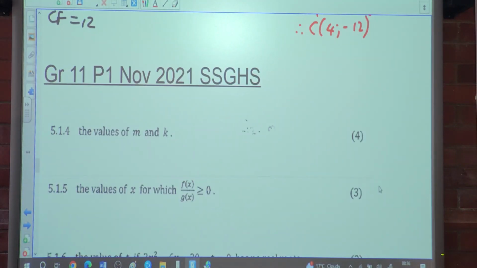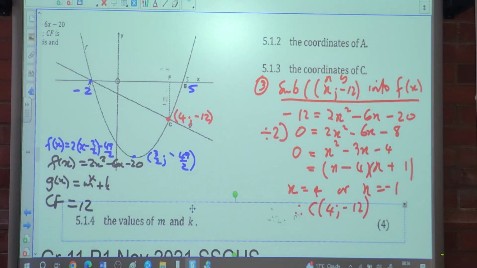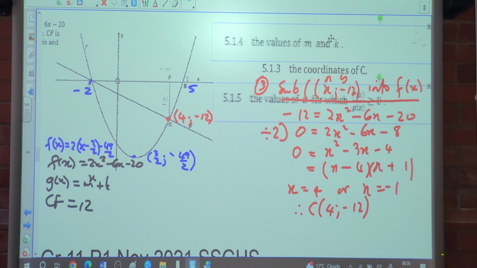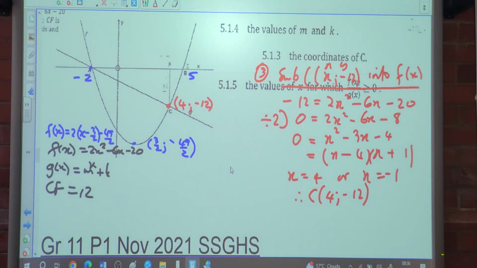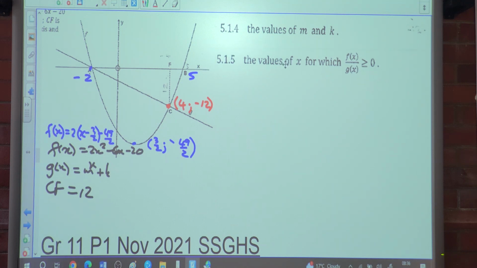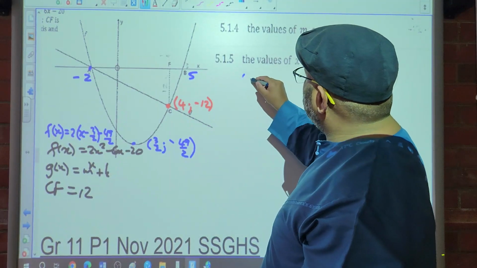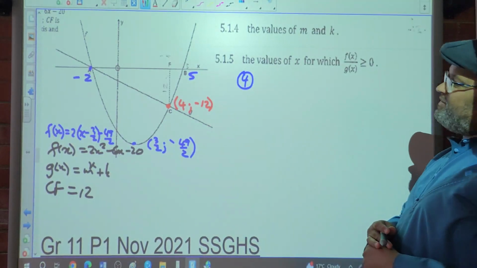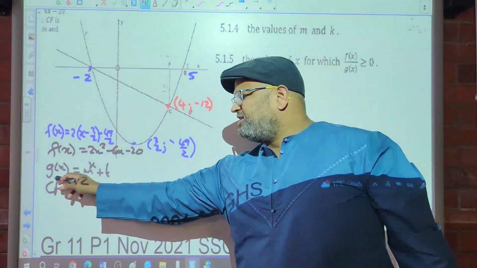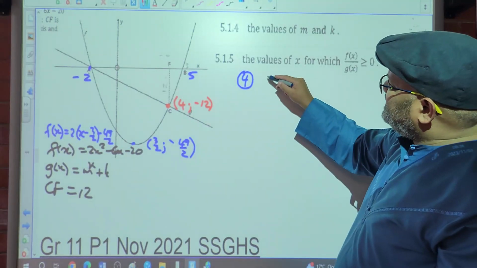I want to know the value for M and K. Whatever we calculated so far is on the diagram. So let's look at number 4. Number 4, we are told the value of M and K. People, M and K belong to the g of x graph. Can you see that? So, how do we calculate M?